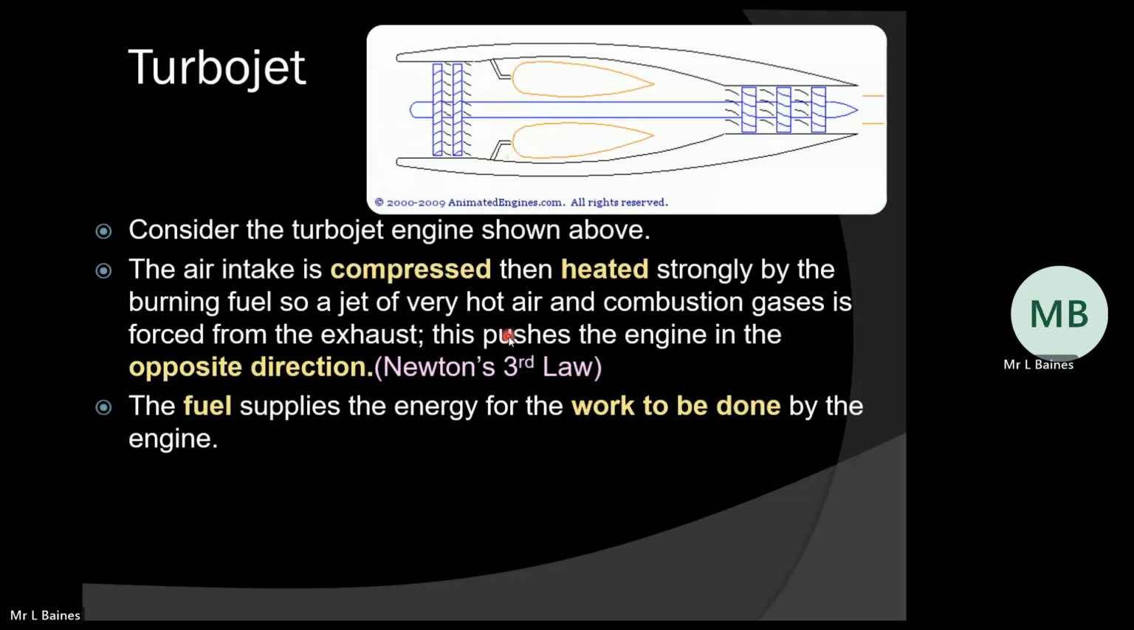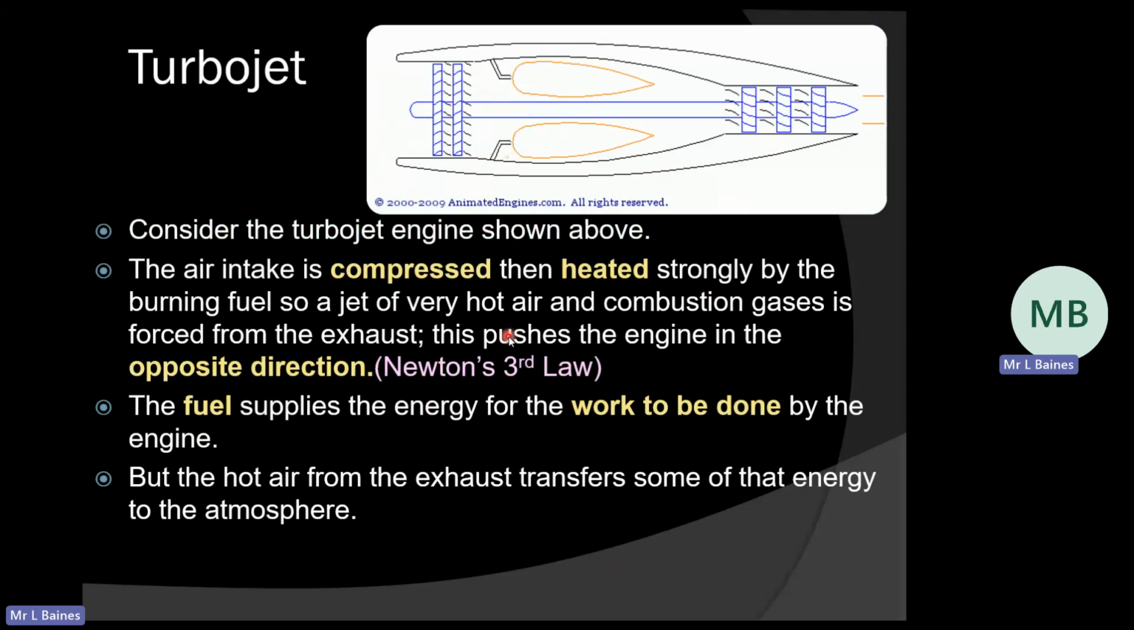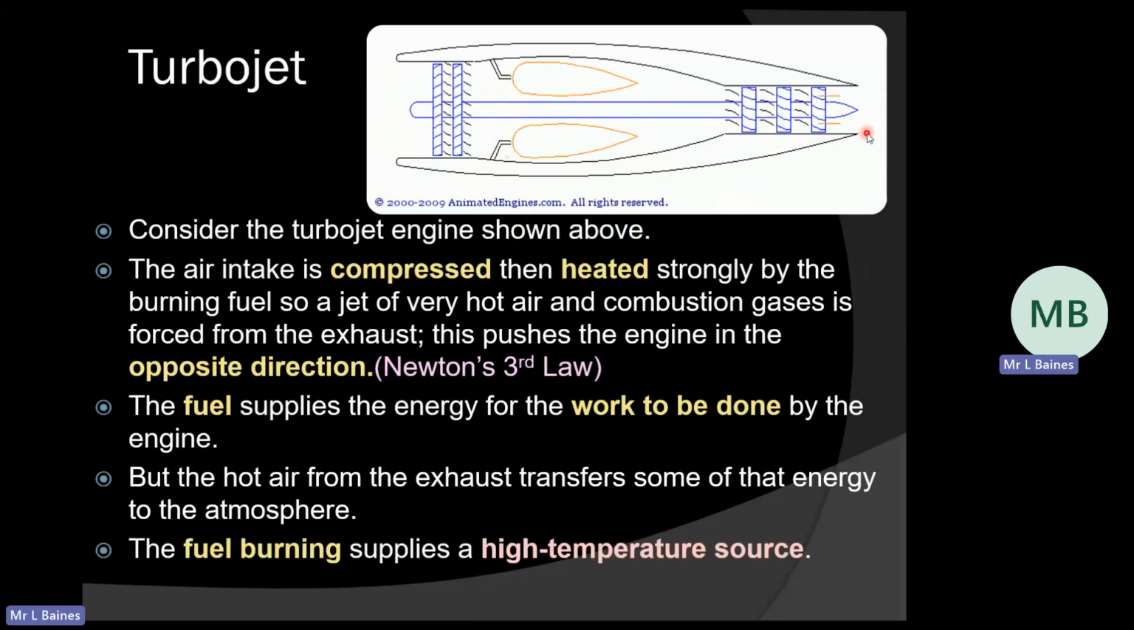Now, the fuel supplies the energy for the work to be done. If we weren't heating it up, there wouldn't be a great big difference in temperature, and therefore the air wouldn't fly out the back. We would have no power being delivered by that engine. But the hot air from the exhaust transfers that energy to the atmosphere, so we're losing that as our cold temperature sink. So fuel burning supplies my high temperature source, my energy in, my hot source. And then the atmosphere, when it flies out the back, is a low temperature sink.